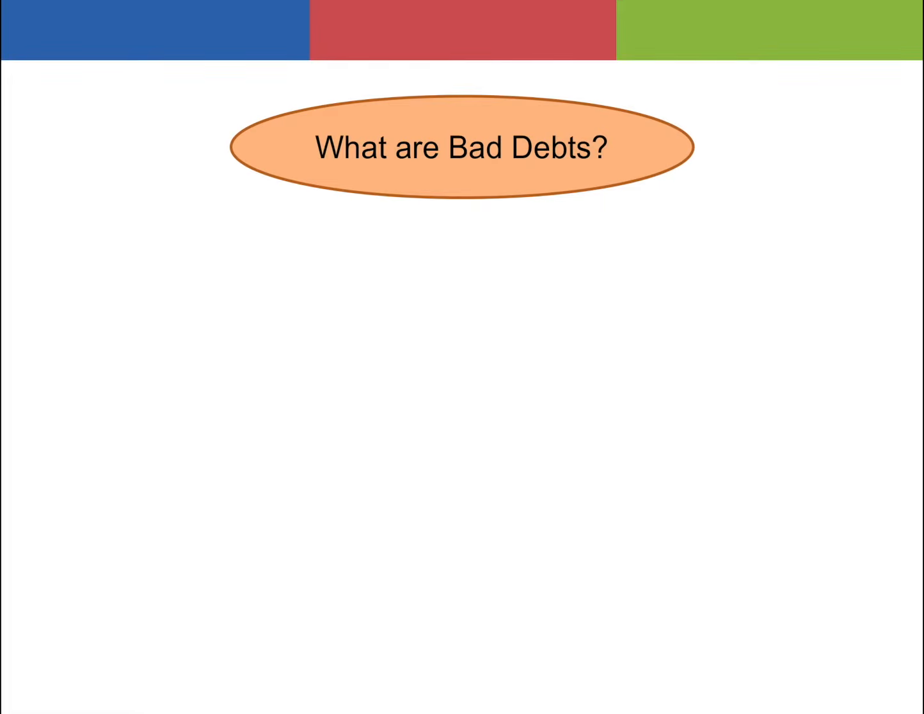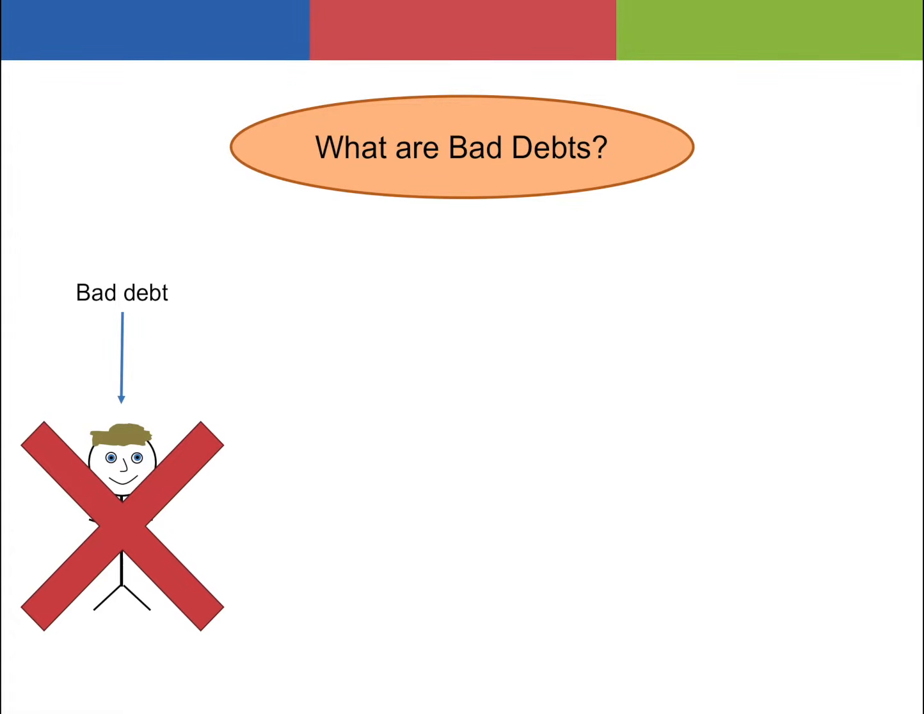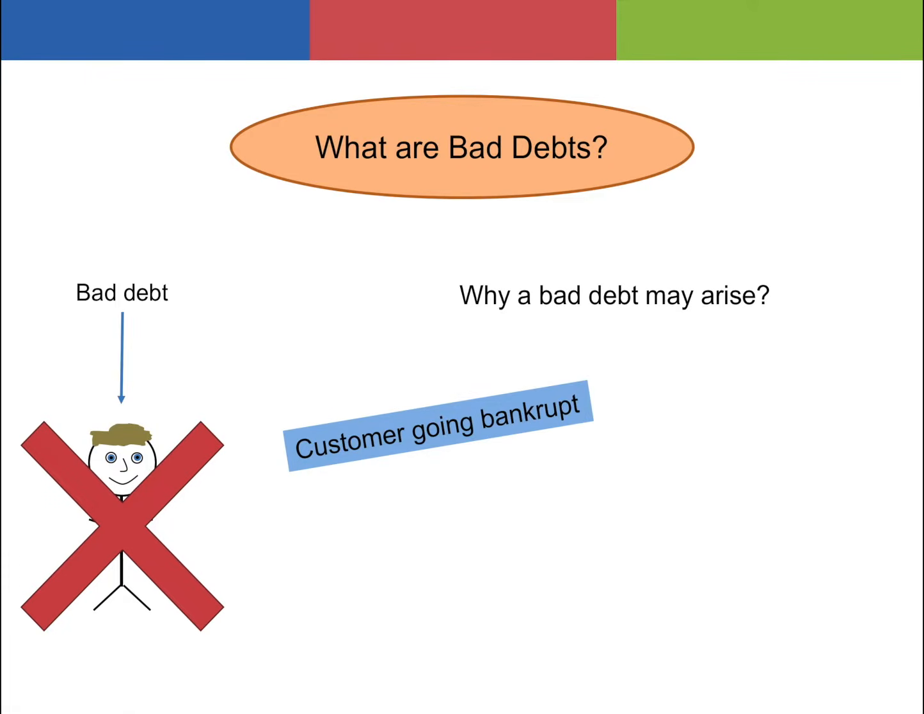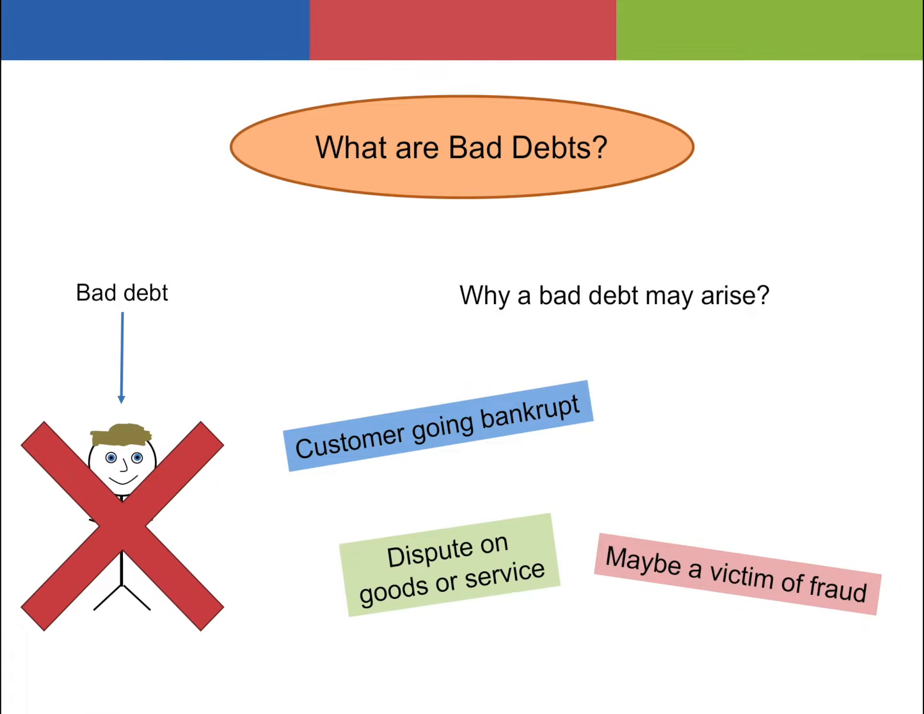Just as a quick refresh, we found out in the prior video on what are bad debts that bad debts arise when a credit customer does not pay their debts. Additionally, some of the reasons for a bad debt happening could be due to a customer going bankrupt. The business may be a victim of fraud. There could be a dispute on the goods or services, or the debt might be too small to be worth pursuing in law.